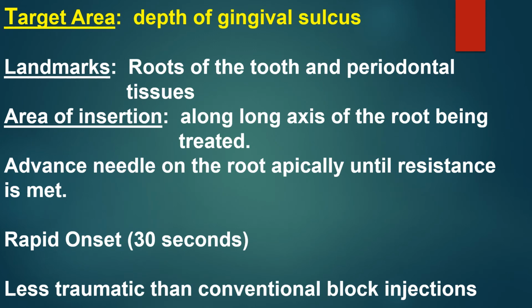Your target area is the depth of the gingival sulcus, and the landmarks that you would need to look at are the roots of the tooth and the periodontal tissues. The area of insertion is along the long axis of the root being treated. You're going to advance the needle on the root apically until you meet resistance. Then you're going to go ahead and deposit. You're going to have a very rapid onset, about 30 seconds.